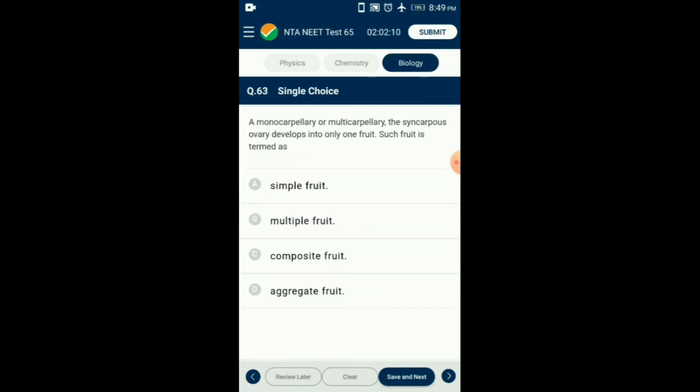Question number 63. A monocarpellary or multicarpellary syncarpous ovary develops into only one fruit. Such fruit is termed as. When a single fruit develops from a single flower having one or many syncarpous ovaries, then it is called a simple fruit. So the answer for this question is option A, simple fruit.